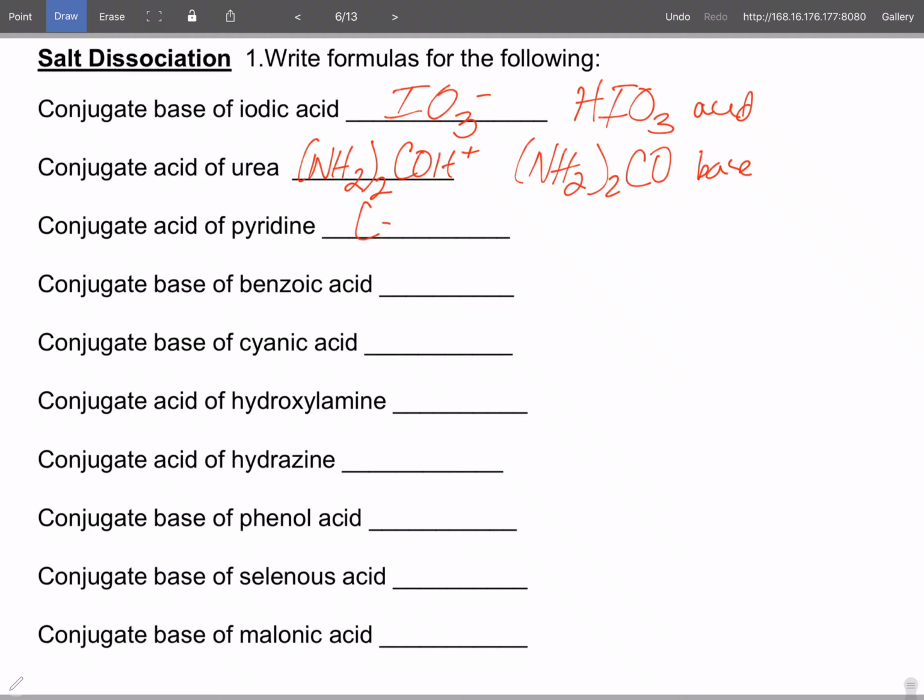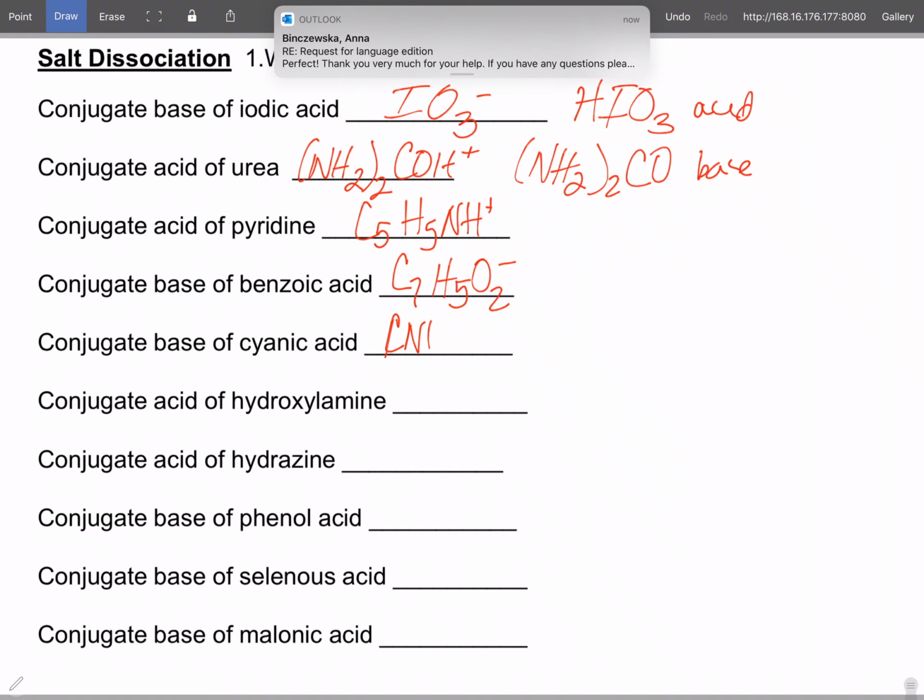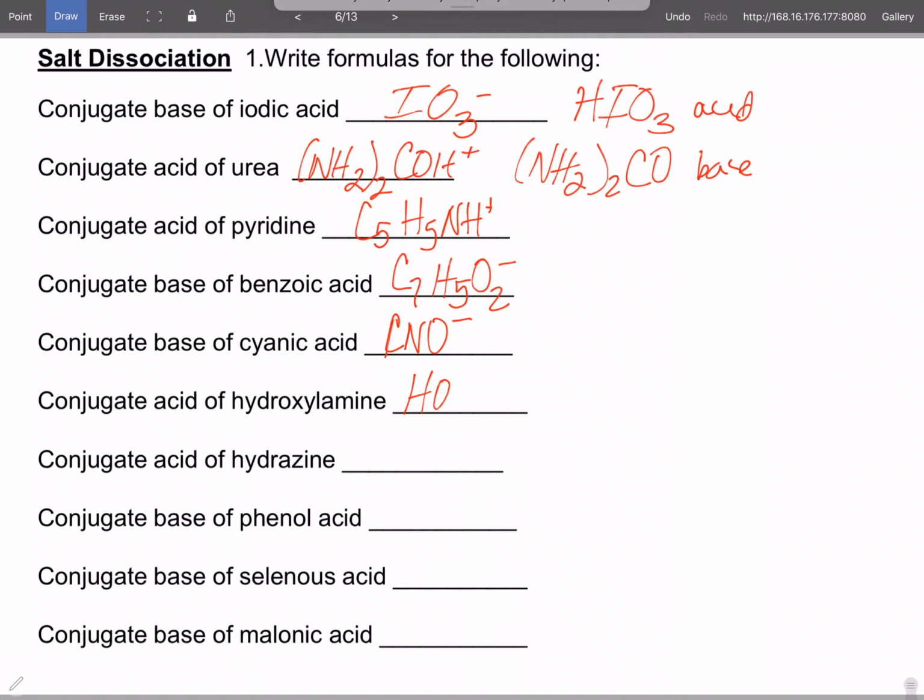The conjugate acid of pyridine is C5H5NH plus because the conjugate acid means it acted as a base, so it picked up a proton. Conjugate base means it lost a proton, so there's benzoic acid. Cyanic acid is CNO. Hydroxylamine drives people insane because the proton tends to go on the nitrogen, not on the OH. But again, it doesn't matter. Hydrazine, you can put the proton on either side. I'm only concerned that you gain the proton.